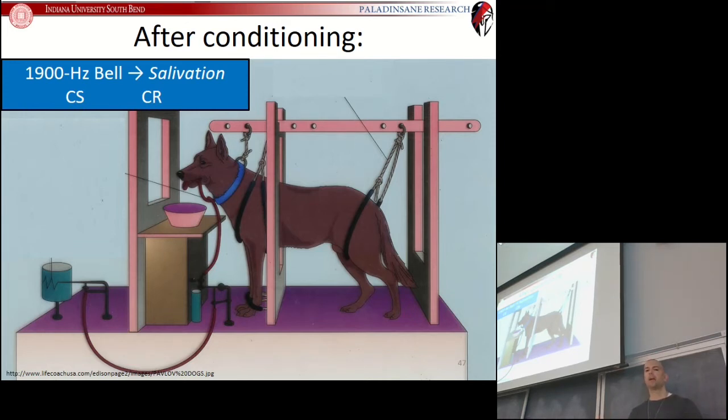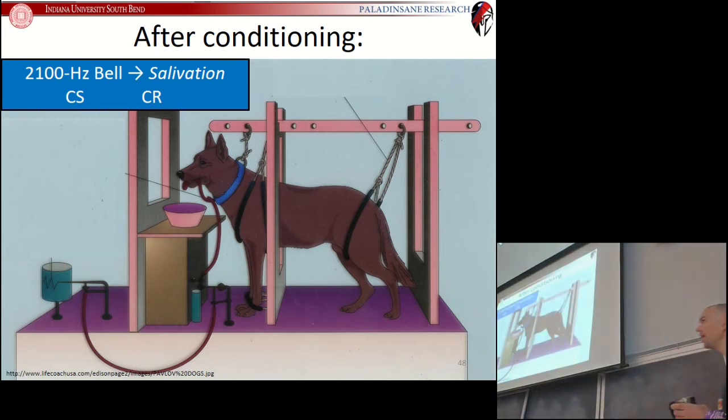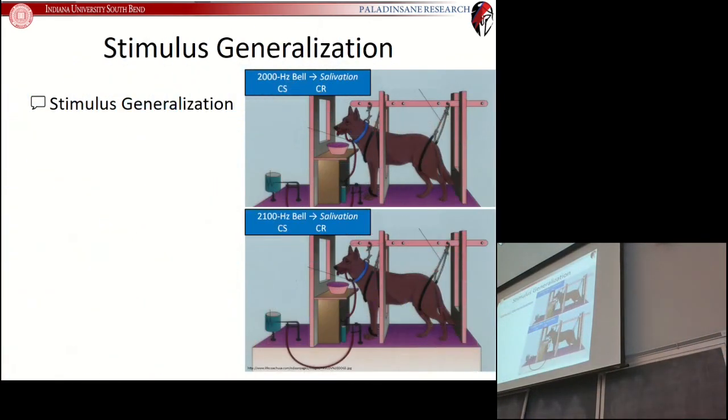And if you ring a higher bell, ding, ding, ding, that'll also cause the salivation. So again, we have this case where two bells that the dog has never heard, that have never been paired with food, all of a sudden are causing a conditioned response, indicating that they're now a conditioned stimulus. So this phenomenon is known as stimulus generalization.